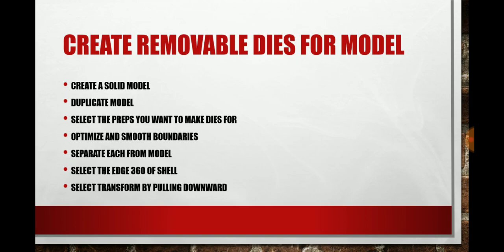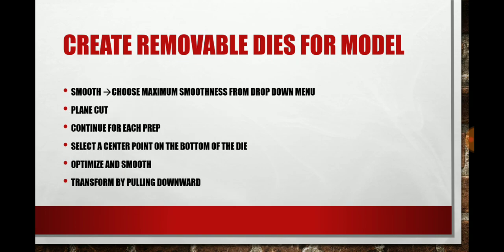And then we select transform, and then we pull the dye downwards so that we can get more of a base on the dye itself, on the actual prep part. Then we smooth and choose the maximum smoothness from the drop down menu. We plane cut it, and then we continue for each prep. So if you have multiple preps, we do this for each one. We select a center point on the bottom of the die, and then we optimize and smooth and transform by pulling that one downward as well.